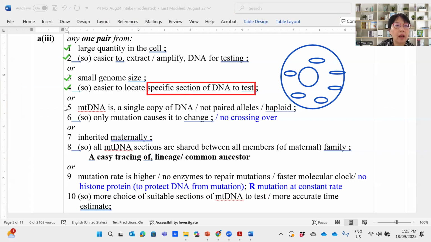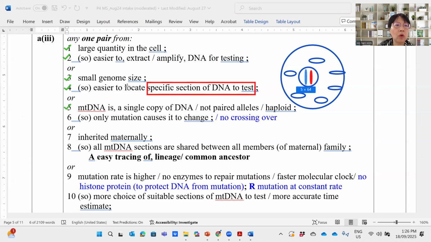Next set, mitochondrial DNA is a single copy of DNA. There's no pair. Like chromosomes are always a pair. In the nucleus, if you take the DNA from the nucleus, it's always a pair. We have maternal and paternal chromosomes as a pair, right? So we've got maternal chromosome, okay, maternal chromosome, and then we have paternal chromosome. It's always a pair.